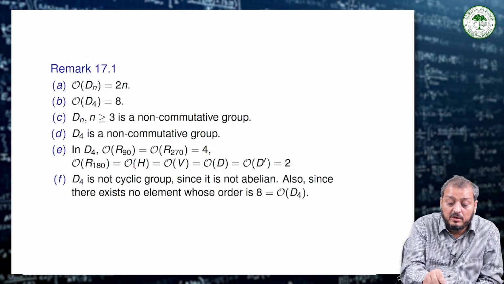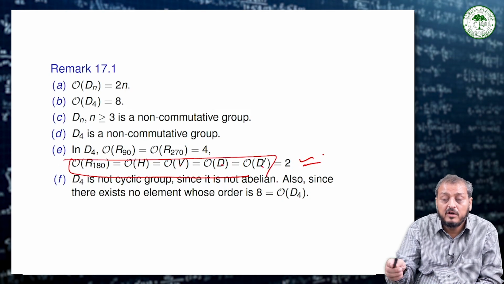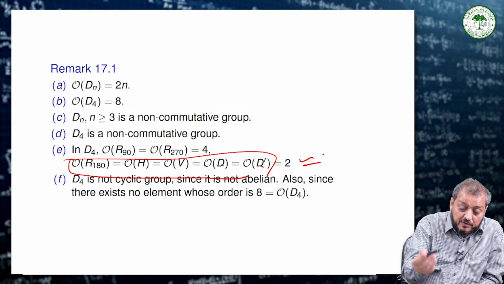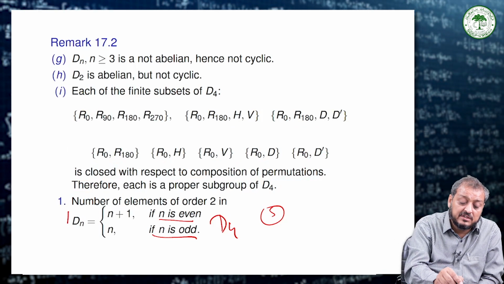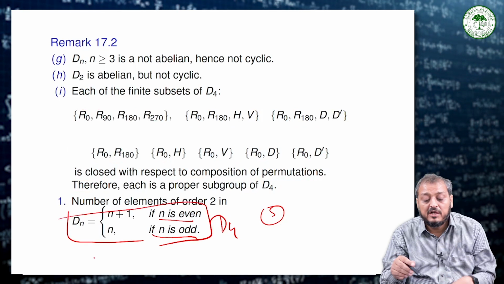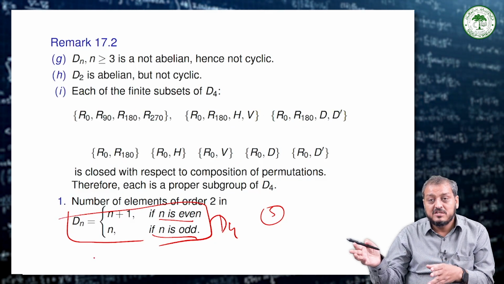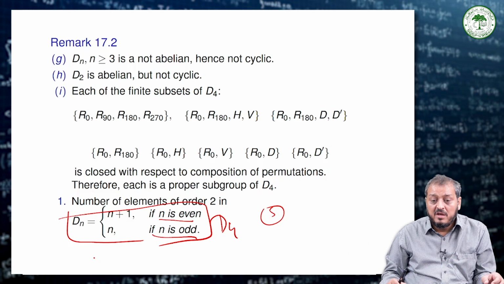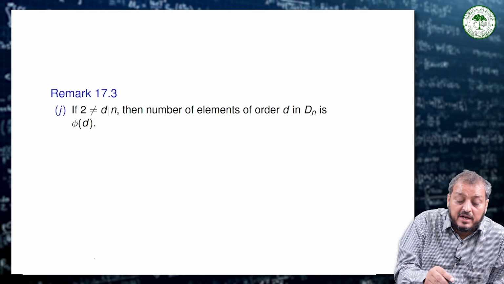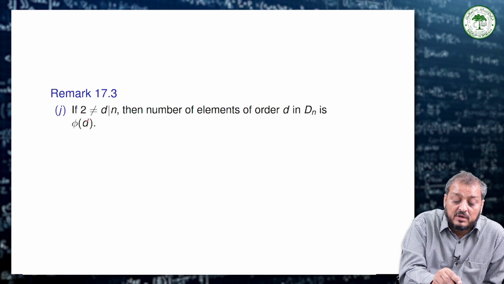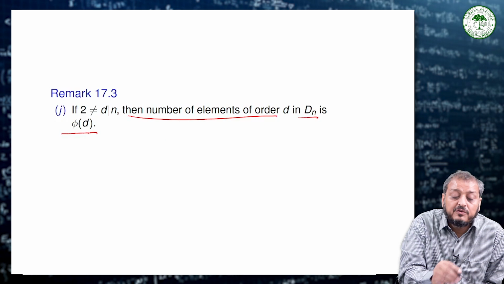So this means 1, 2, 3, 4, 5, there are 5 elements of order 2. Similarly, you can check for others. So we can clearly say that this is the formula we can use: the number of elements of order 2 in Dn is n plus 1 if n is even and n when n is odd. Another remark says that if 2 does not equal d and d divides n, the number of elements of order d in Dn is 5d.